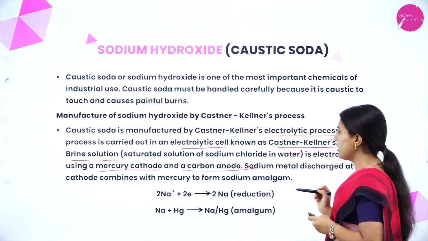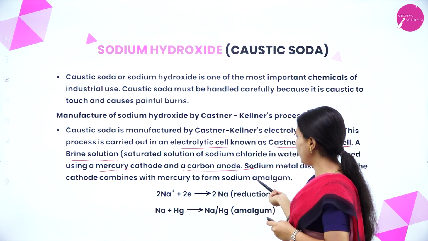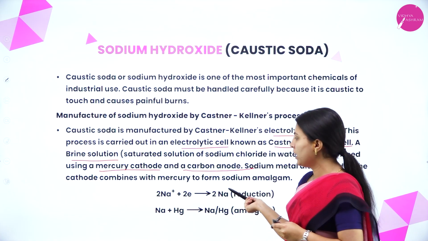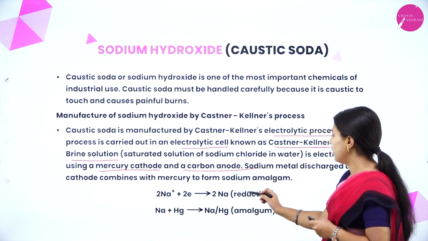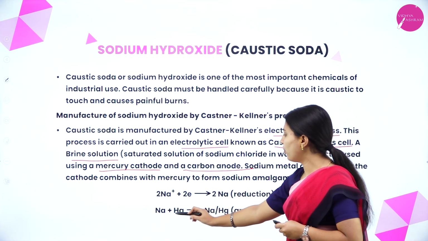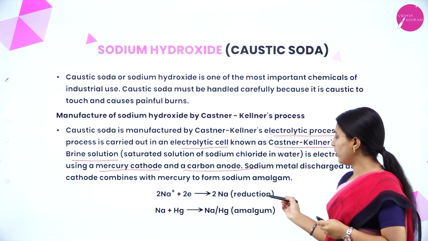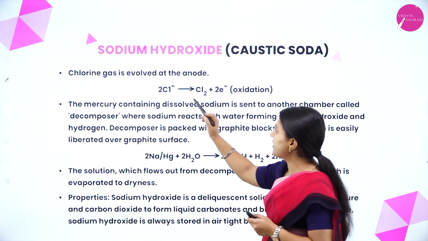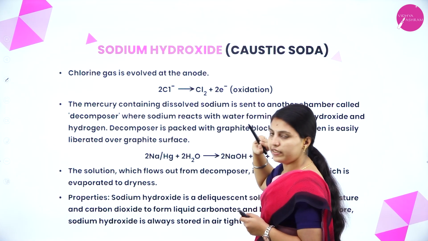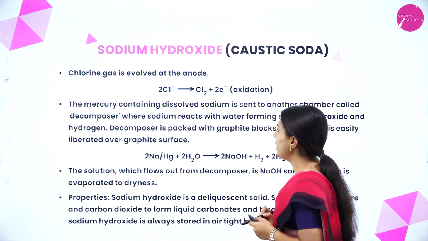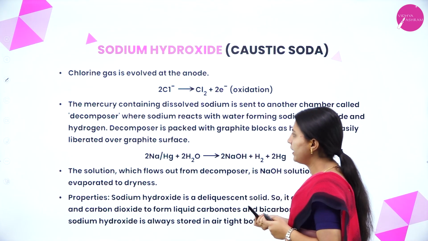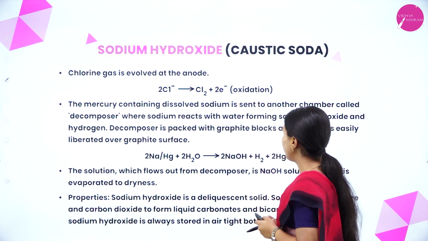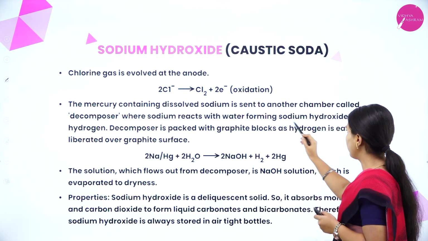Sodium metal is discharged at the cathode and combines with mercury to form sodium amalgam. See, sodium loses an electron, it gets reduced, and sodium plus mercury forms sodium amalgam. Next, chlorine gas is evolved at the anode, where oxidation occurs. The mercury containing dissolved sodium is sent to another chamber called the decomposer, where sodium reacts with water forming sodium hydroxide.